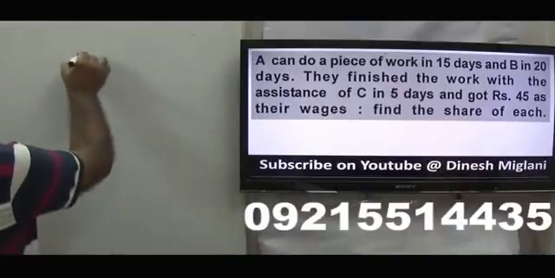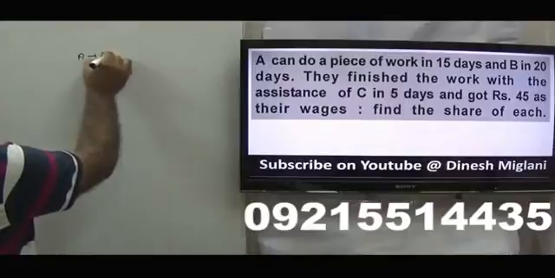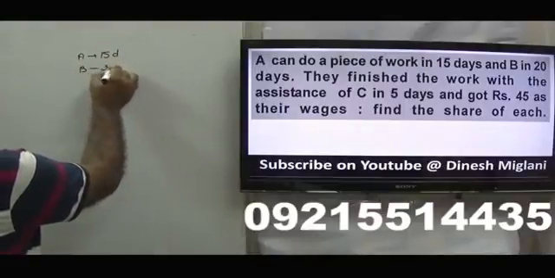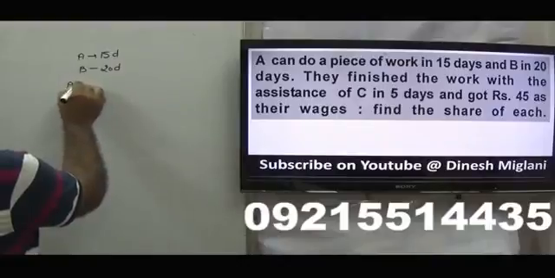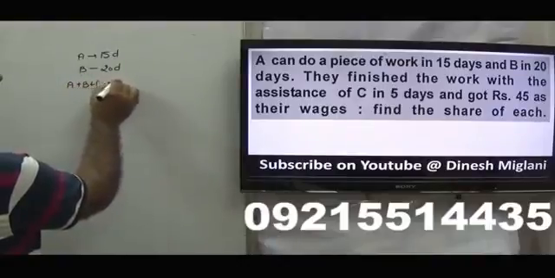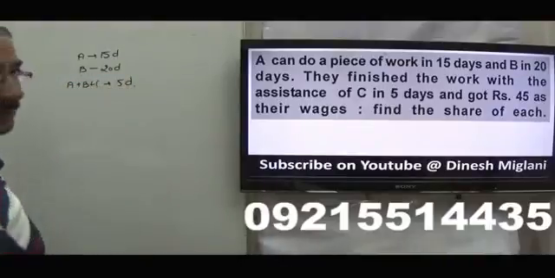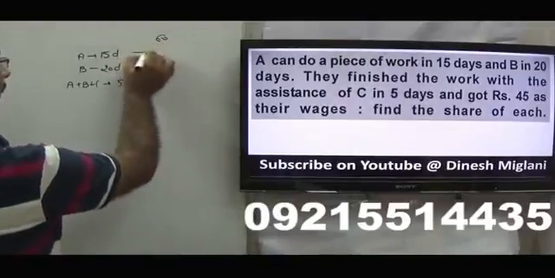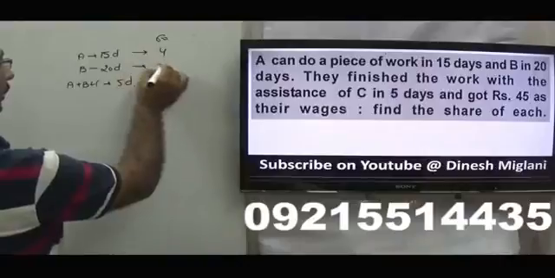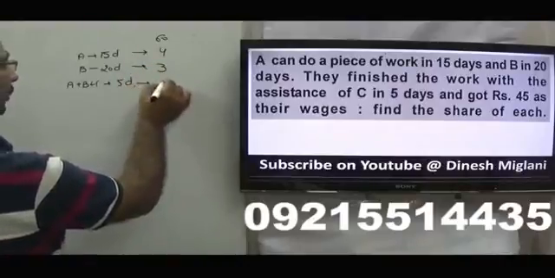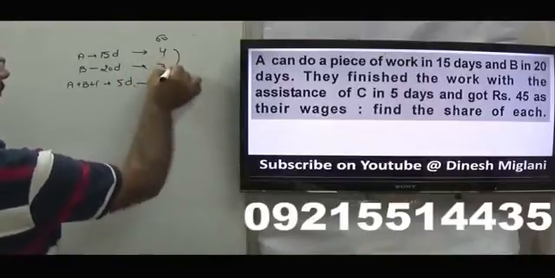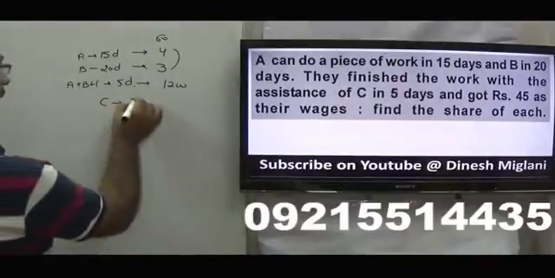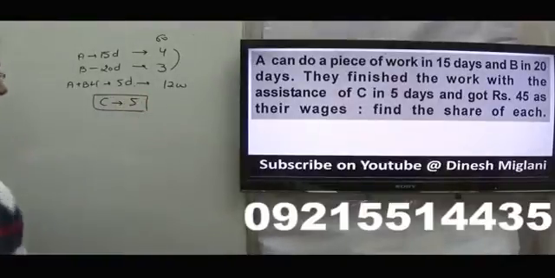So what I can say is A's one day work. A takes 15 days, B takes 20 days. And A, B, C together, how much time do they take? They take 5 days, right? I can assume the LCM of 15, 20 and 5 to be 60. A's one day work is 4, B's one day work is 3. Together they can do 7 work in a day. It means, what is the work done by C? That is 5. First thing that you can have.